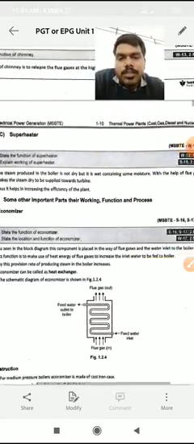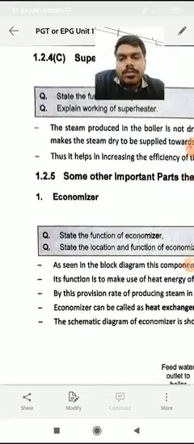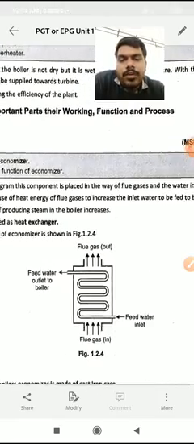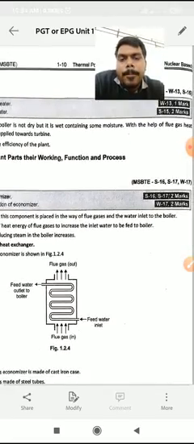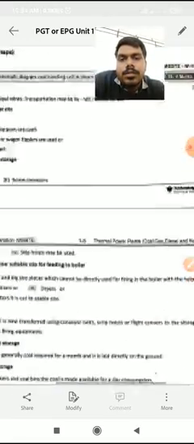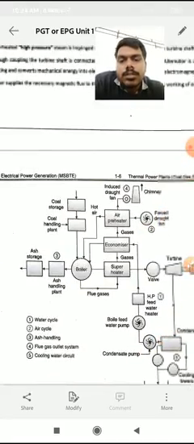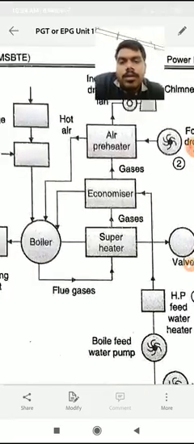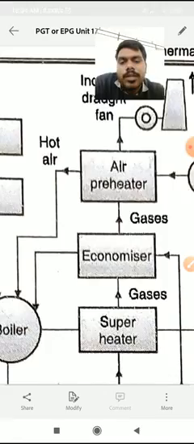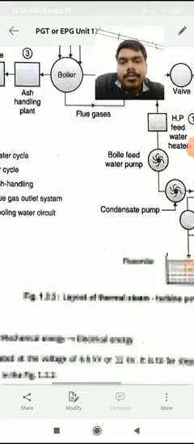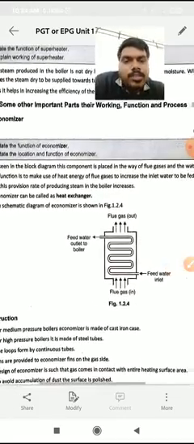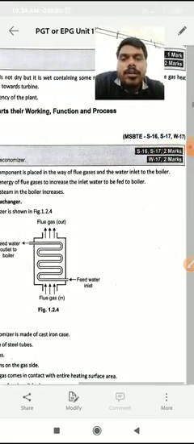Some important parts. Next is the economizer. So what is the economizer? As seen in the block diagram, this is the economizer. This component is placed in the way of flue gases and the water inlet to the boiler. I'll show where it is. Here it is, between the superheater and the air preheater. Let's discuss its uses. It is placed in the way of flue gases and the water inlet to the boiler.